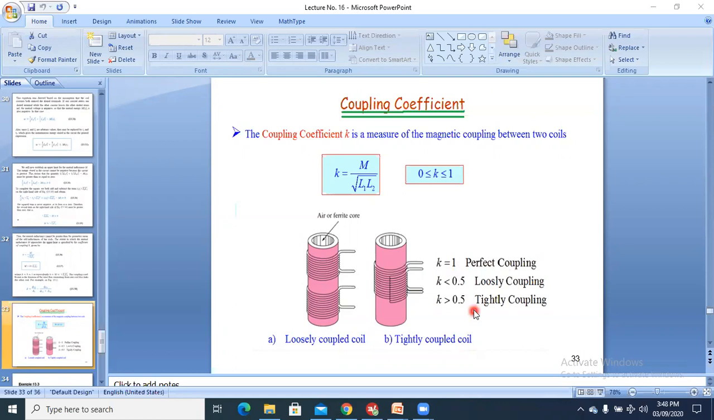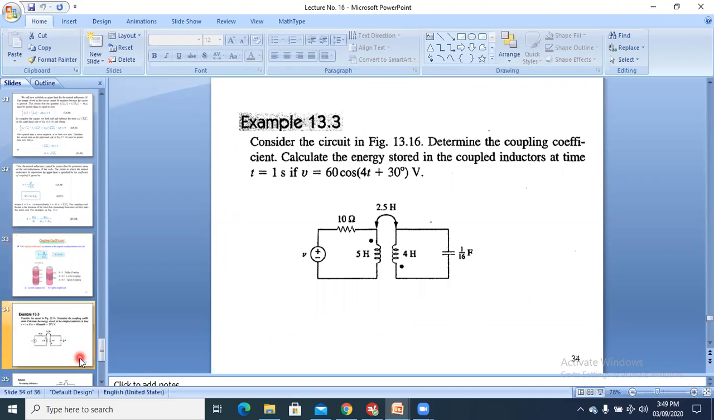So we can take the value for loosely coupled less than 0.5, and for tightly coupled, we take its value greater than 0.5. Now we look into an example. In this example, we have a circuit given.